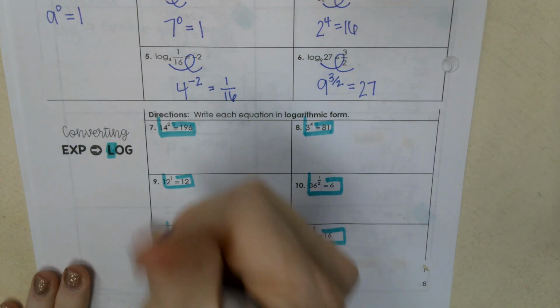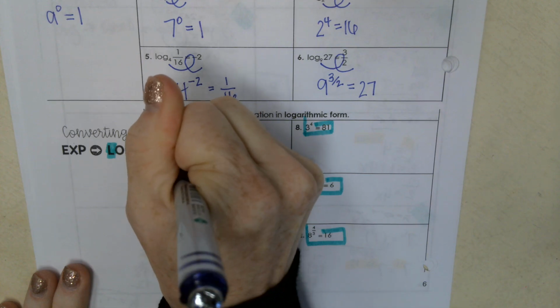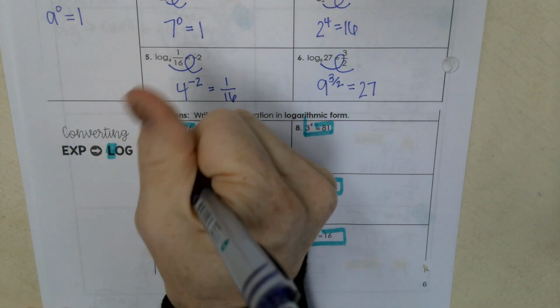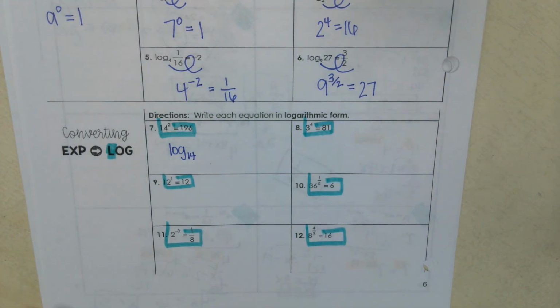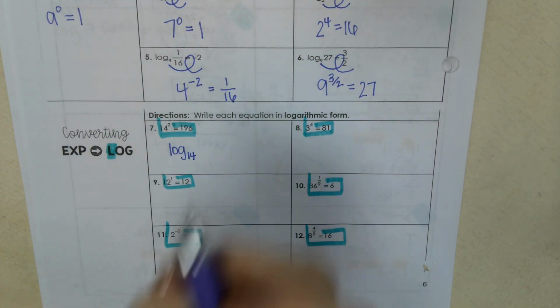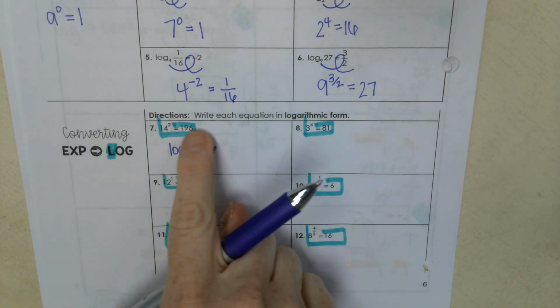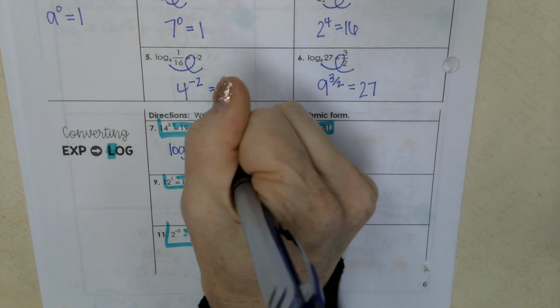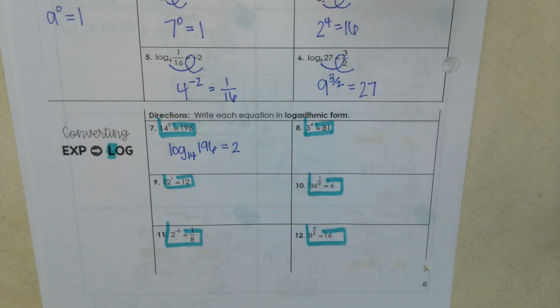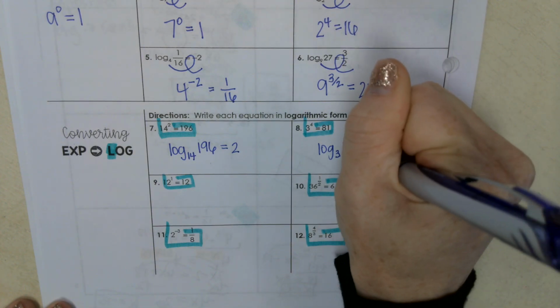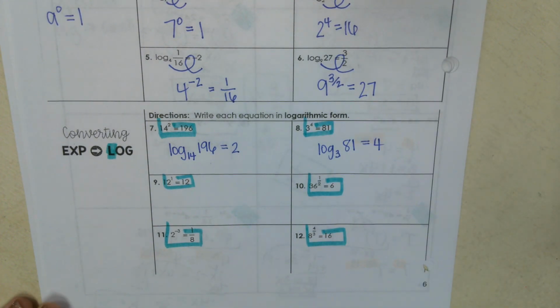So guys, here we are putting it in logarithmic form. I want to have a log, and then the base of the exponential becomes the little teeny tiny base of the logarithm. The next thing that I touched was what it was set equal to, so the 196, and that equals the exponent, which is 2. So just kind of reversing the formats. Here I would have log base 3 of 81 equals 4.